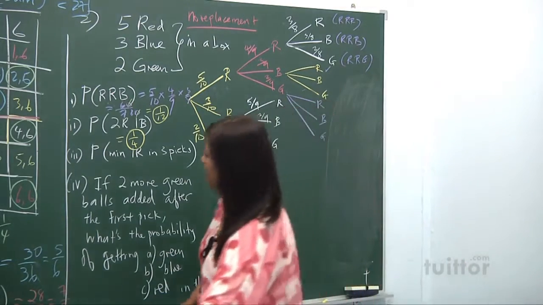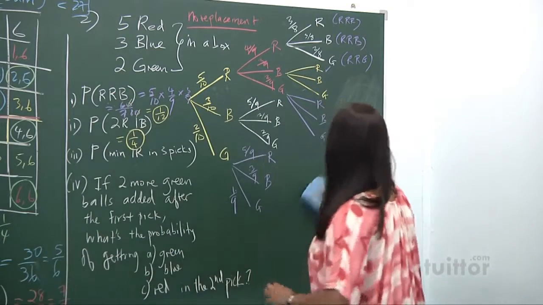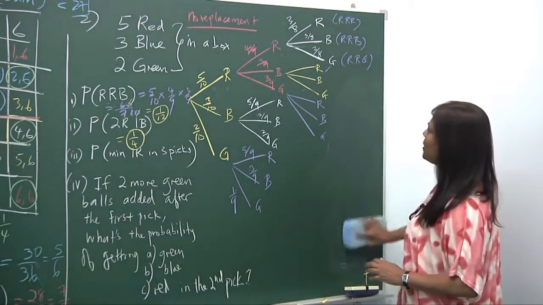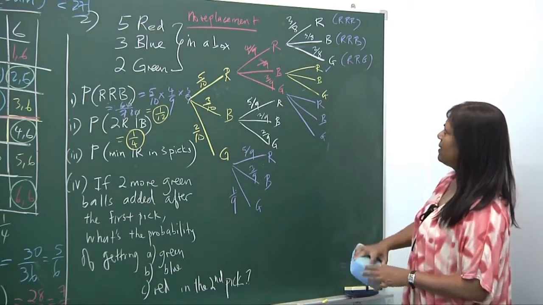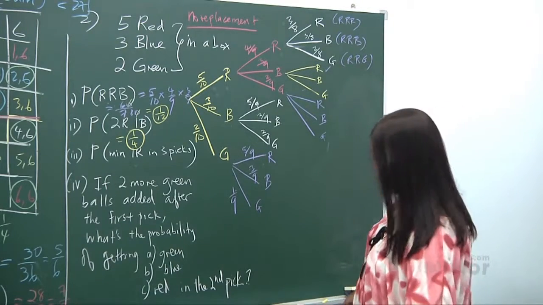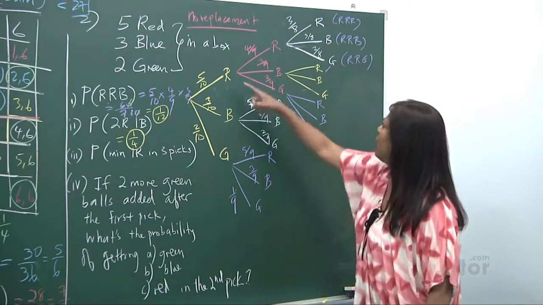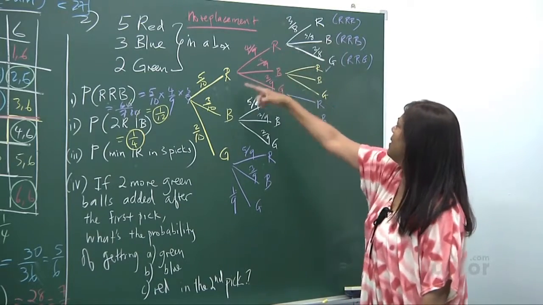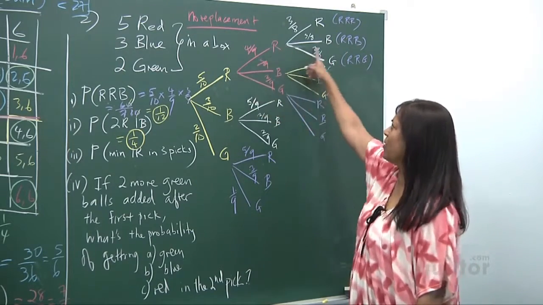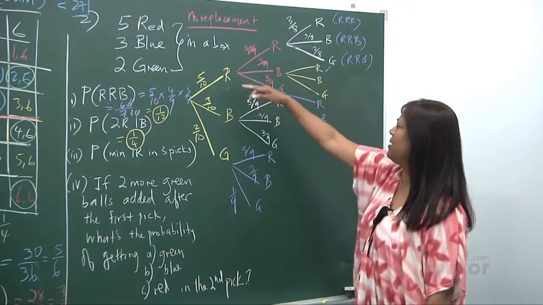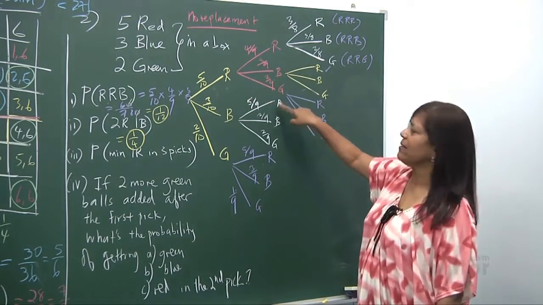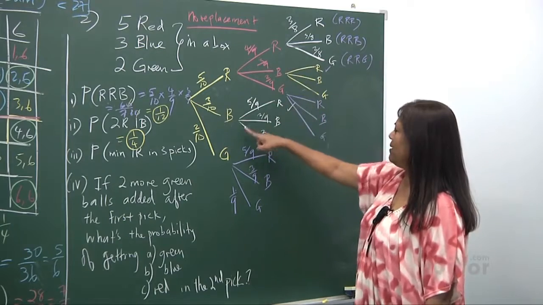Let me clear the board for you so you can see it clearer. You want green, minimum 1 red. So if you look at it, all these have got 2 reds at least. This is all from the red stock. So this whole stock is within. Here you've got a red. It's all within.